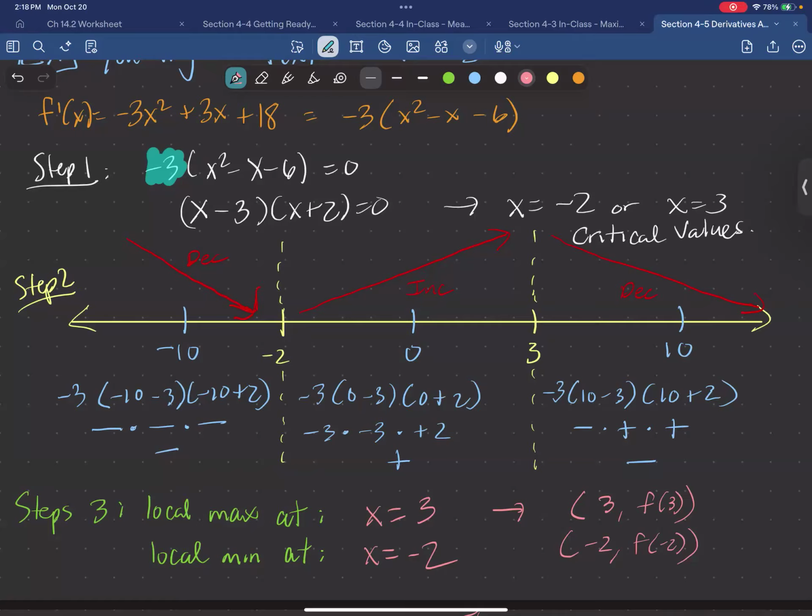And I have values for these later on. I don't remember what they are, but I'll get them when I graph this later on after we do the second derivative test, as you'll see. I got another example for you.